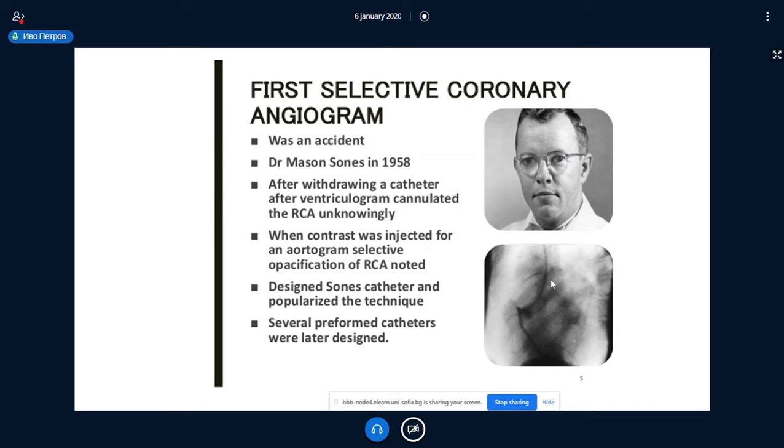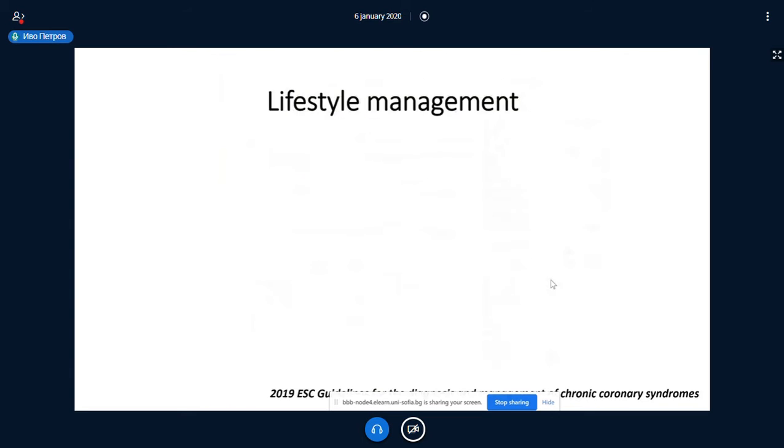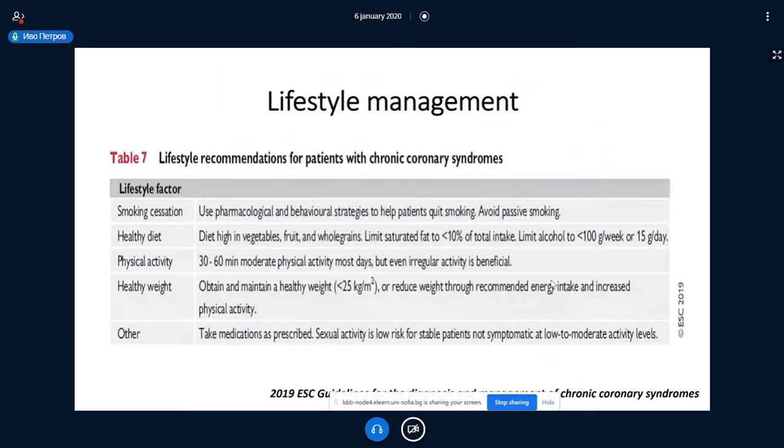And this was the first proof that the coronary arteries can be visualized with selective injection of contrast. So since then, conventional angio has been approved as the gold standard to investigate and to prove if the patient has coronary artery disease or doesn't.